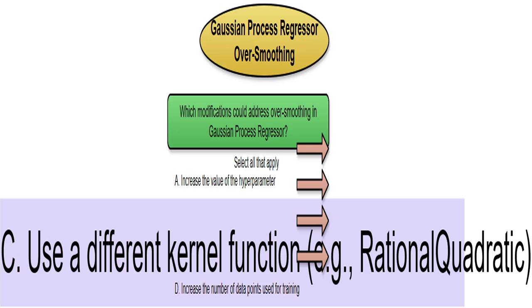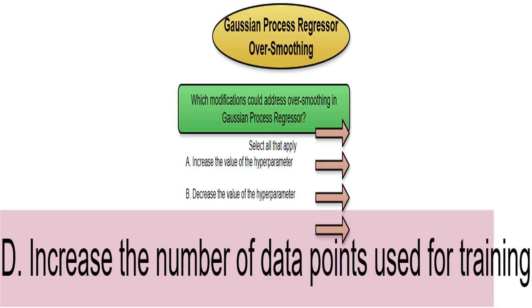This question asks you to identify ways to fix a problem where your model is too smooth, it doesn't capture the details in your data well enough. We need to find changes that make the model fit the data more closely. Think of it like trying to draw a detailed map with a really thick crayon. You can't get the fine details.